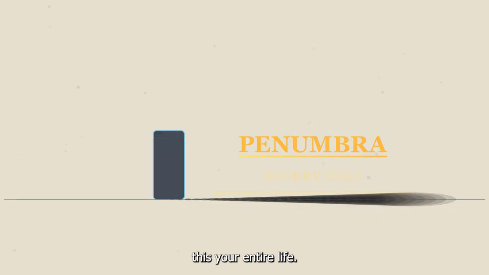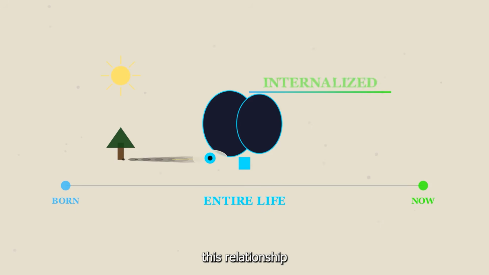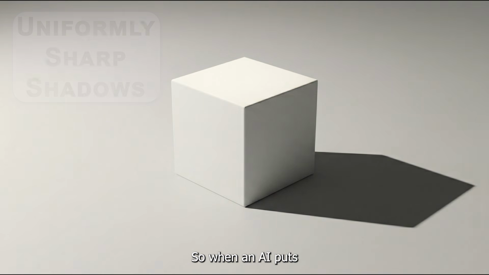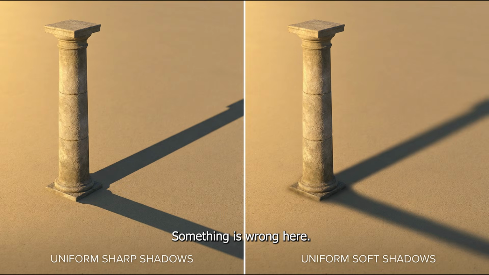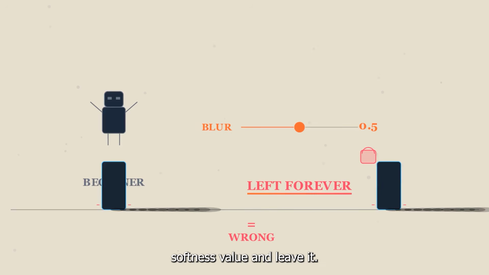Your brain has seen this your entire life. You walk outside, you look at shadows, you have internalized this relationship completely without ever consciously learning it. So when an AI puts uniform sharp shadows everywhere or uniform soft shadows everywhere, your brain immediately goes, something is wrong here, even when you have never heard the word penumbra in your life. Beginner Blender artists do the same thing. They pick a shadow softness value and leave it.